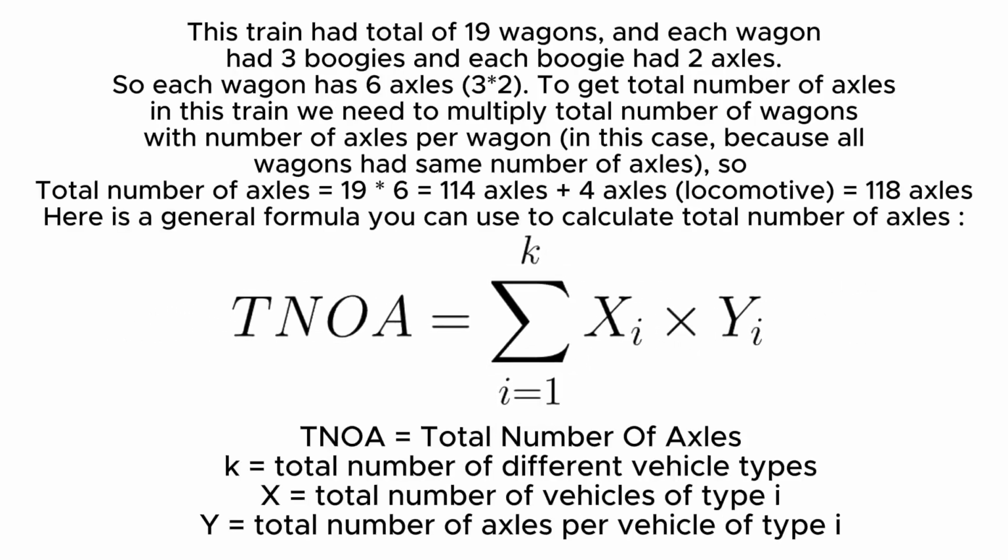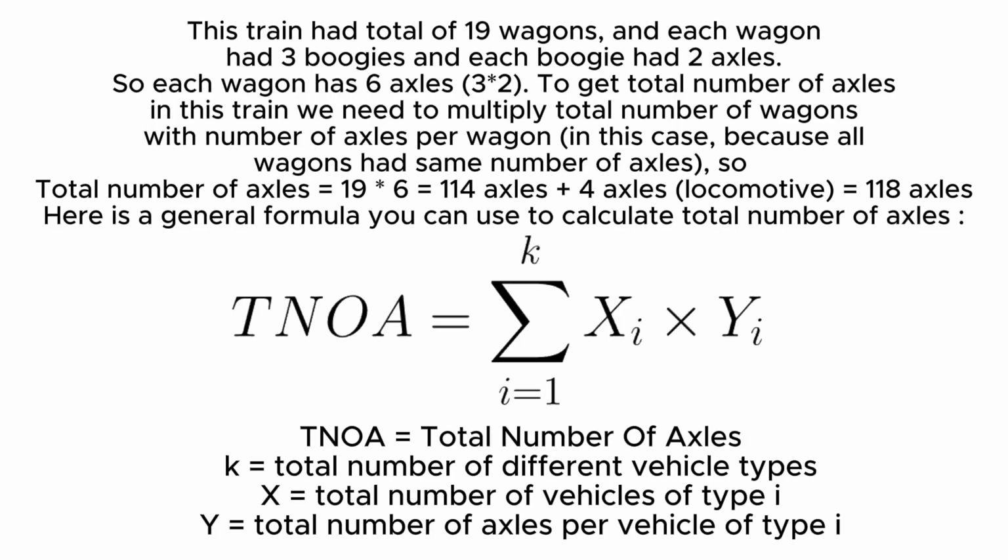This train had total of 19 wagons, and each wagon had 3 bogies, and each bogie had 2 axles. So each wagon has 6 axles. To get total number of axles in this train, we need to multiply total number of wagons with number of axles per wagon in this case, because all wagons had same number of axles. So total number of axles is 19, which is total number of wagons, times 6, which is the number of axles per wagon, and it gives us 114 axles plus 4 axles of locomotive, and the total is 118 axles.